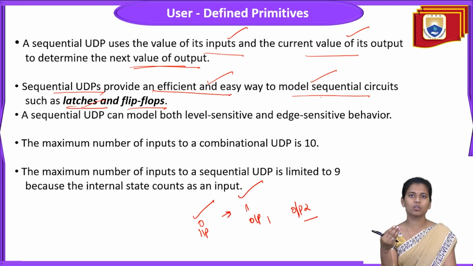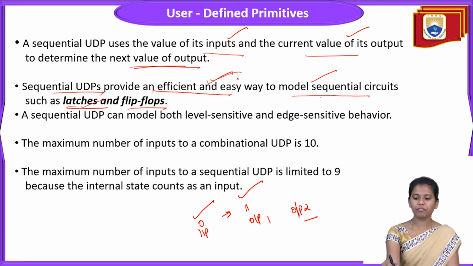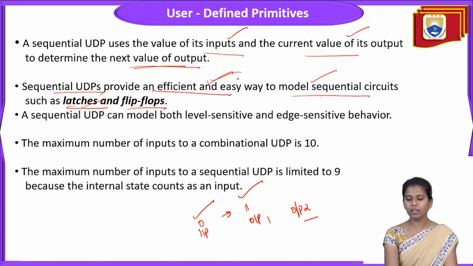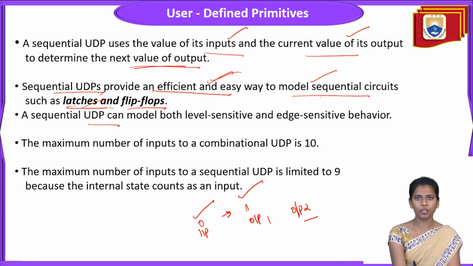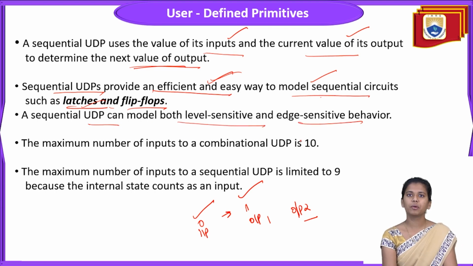Registers consist of a number of flip-flops, so they store bits of information. Coming to the flip-flops, we have different types of flip-flops, which we discussed in the earlier classes, like D, T, master-slave and so on. So the sequential UDP provides an efficient and easy way to model latches and flip-flops, as these are sequential circuits. A sequential UDP can model both level sensitive and edge sensitive behavior.